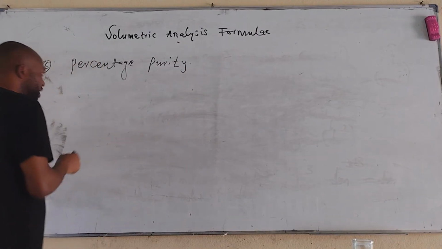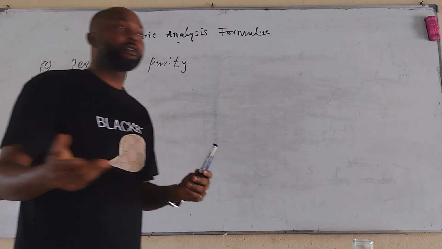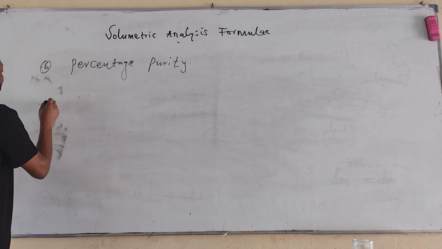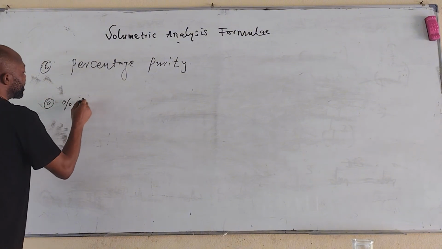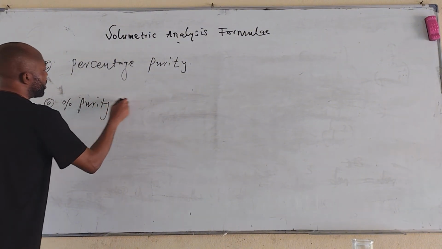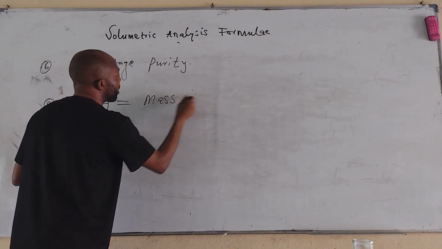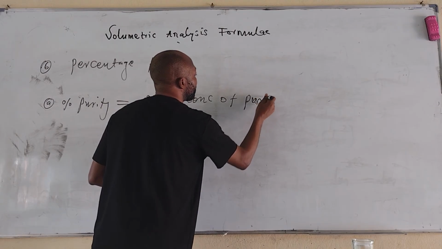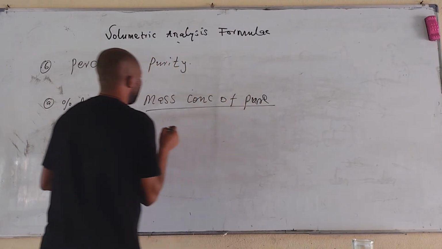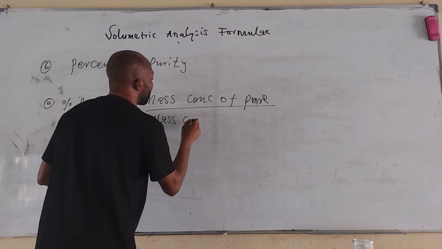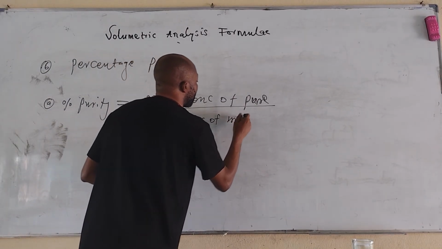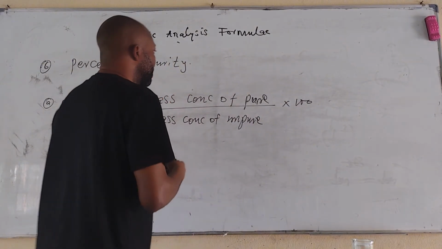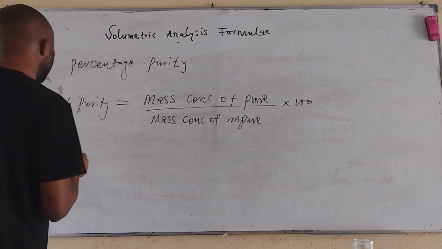For percentage purity, we have, okay, 1A, percentage purity is equal to the mass concentration of the pure sample over the mass concentration of the impure sample times 100. This is for percentage purity.